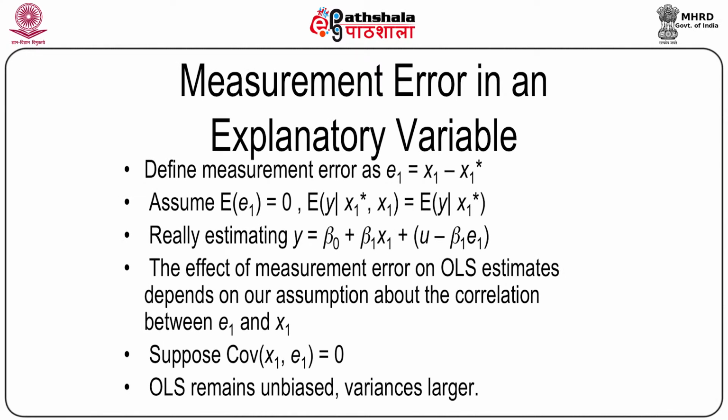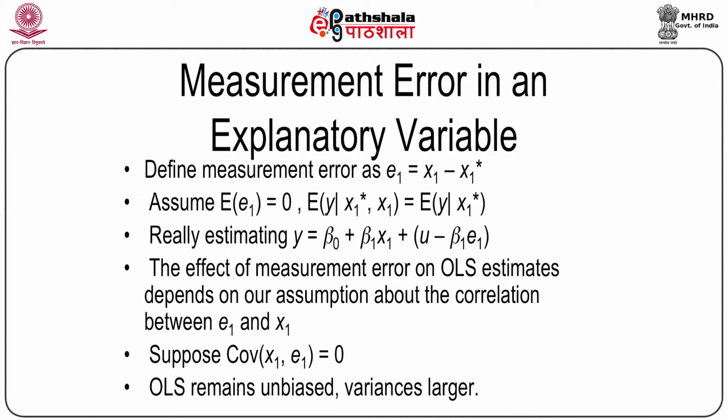Now let us discuss the measurement error in the case of an explanatory variable. Define measurement error as e1 equal to x1 minus x1 star. Now assume the expectation of e1 equal to 0 and the expected value of y given x1 star and x1 is equal to the expected value of y given x1 star. Then we are really estimating y equal to beta 0 plus beta 1 x1 plus u minus beta 1 e1. The effect of measurement error on the OLS estimate depends on our assumption about the correlation between e1 and x1.